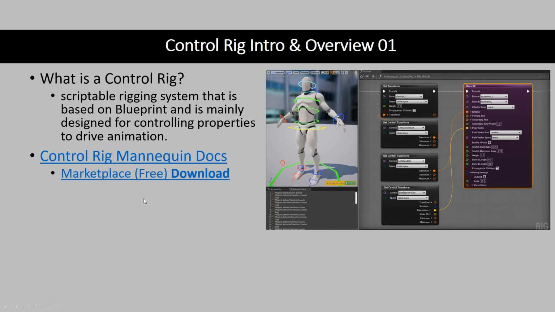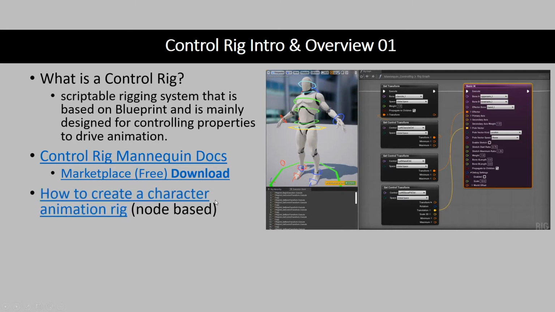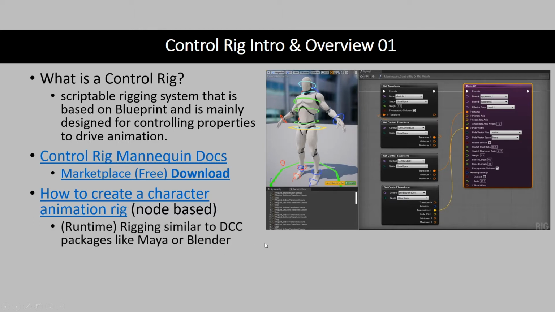It's a free downloadable asset from the marketplace. There's a link also to a blog post for how to create a character animation rig, and the control rig allows for this node-based scripting that's really similar to other digital content creation packages like Maya or Blender. So if you're familiar with other packages, this should be a really nice segue into the character rigging process inside of Unreal. I also put a link in for IK setups.